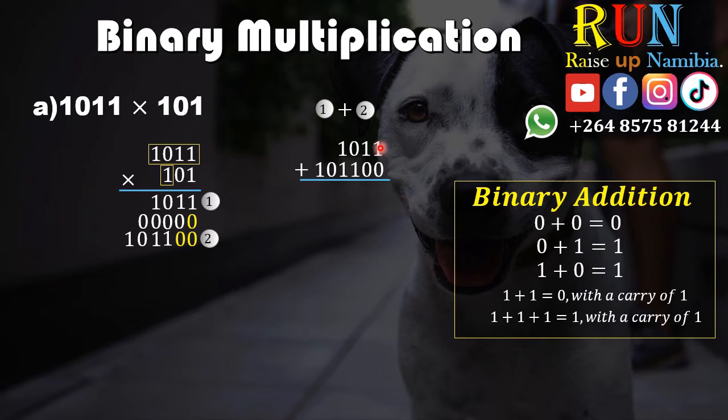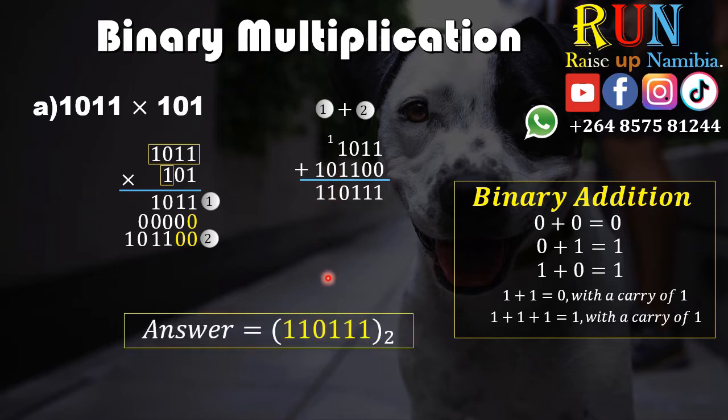So now you ask yourself, what is 1 plus 0? 1 plus 0 is 1, so you put the 1, then again 1 plus 0 is 1, 0 plus 1, 0 plus 1 is 1, so we put 1. What is 1 plus 1? 1 plus 1 is 0 with a carry of 1, so we put 0 and a carry of 1. And then what is 1 plus 0? That will be 1. And then this 1 just comes down. And that is our final answer for question A, okay?